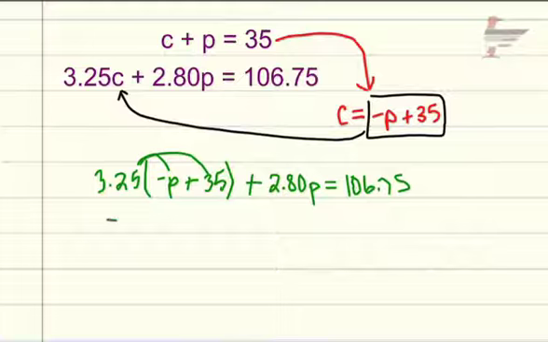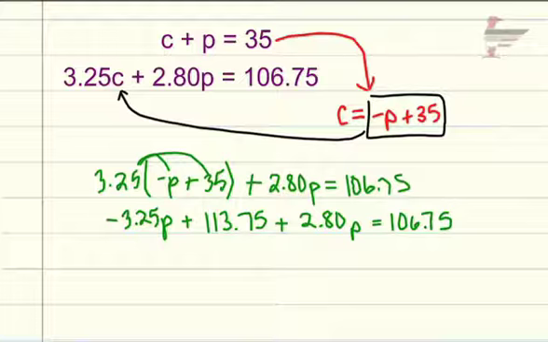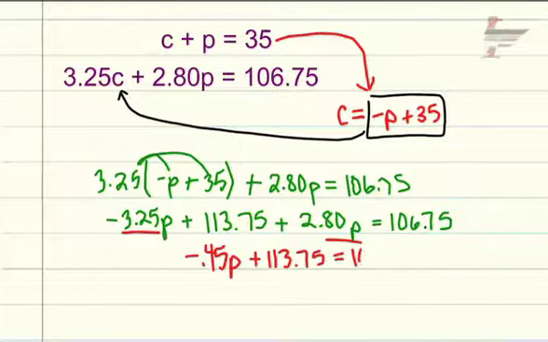We have a negative 3.25P, and then 3.25 times 35 is plus 113.75. And then the rest of the equation, plus 2.80P equals 106.75. And we're looking for any like terms. We have our terms with the P, the negative 3.25P plus 2.80P is a negative 0.45P plus 113.75 equals 106.75. And we're working on solving for P.